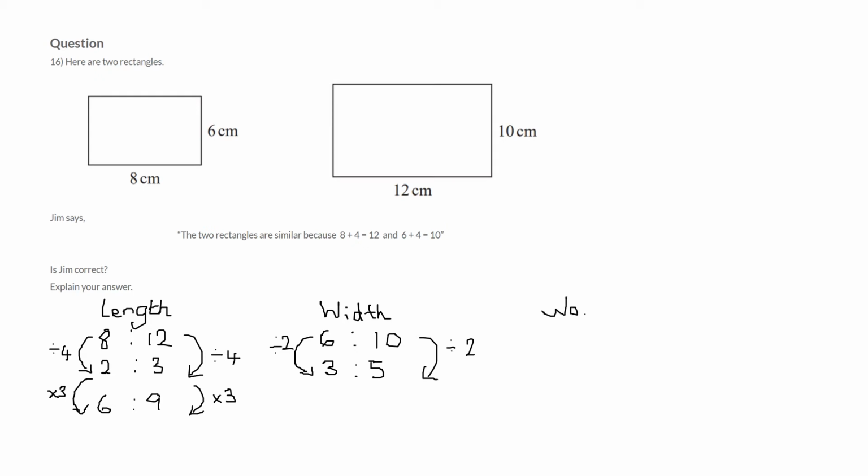And we have to put a reason. So what we would say is the ratios of the corresponding side lengths are not equal. So the two rectangles are not similar.